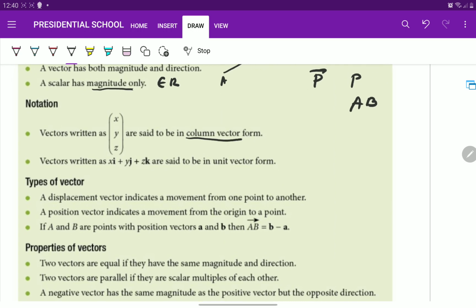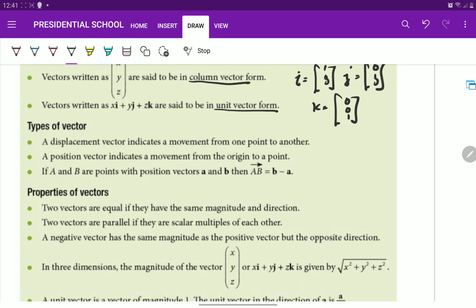The column vector is in this form, while the unit vector form is in the form of ijk, wherein, what did we say? The i is 1, 0, 0, the j is equal to 0, 1, 0, and the k is equal to 0, 0, 1.